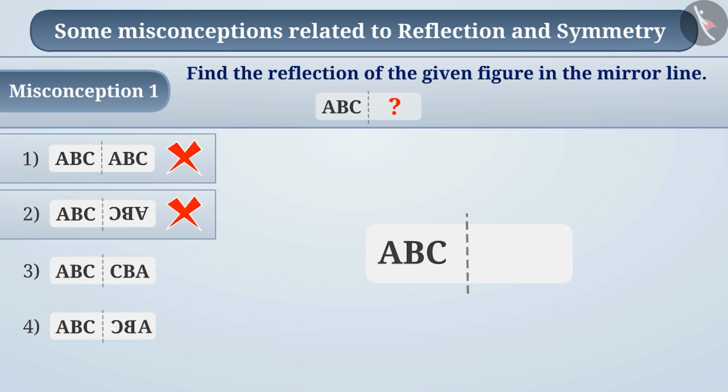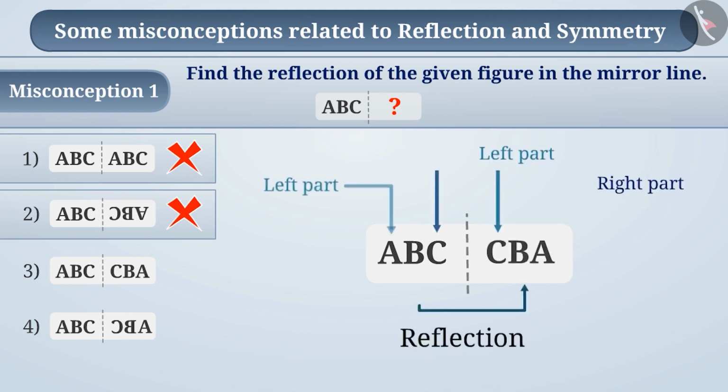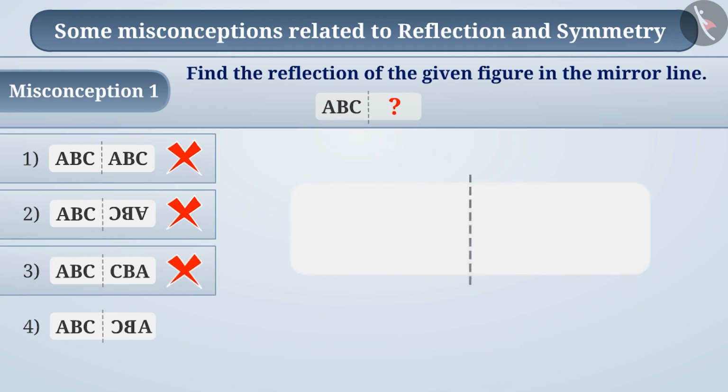Some students are well aware that the right part of the object appears to be left and the left part of the object appears to be right in the image, but they use this understanding incorrectly and they first write C, then B, and then A. This gives them option 3, which is also incorrect.